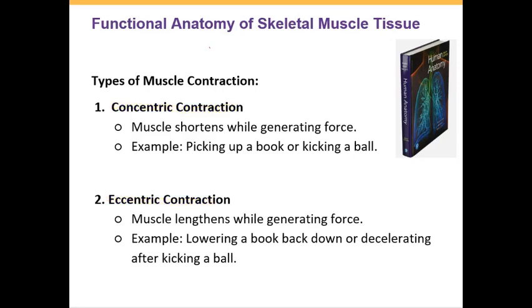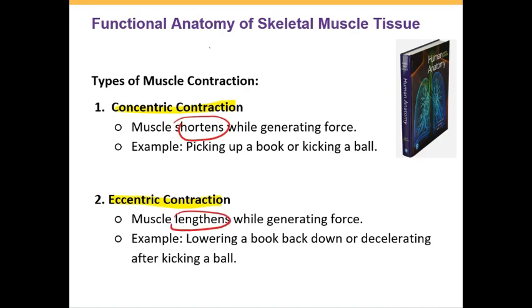Welcome to this video regarding functional anatomy of skeletal muscle tissue, chapter 10 of our human anatomy textbook. There are two types of muscle contraction: concentric contraction and eccentric contraction. Concentric contraction simply means when muscle shortens while contracting, and eccentric contraction means when muscle gets longer while contracting.